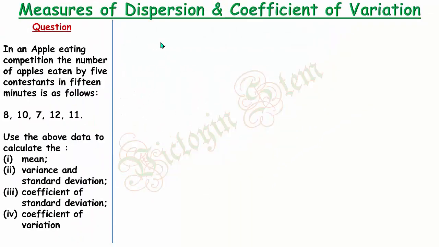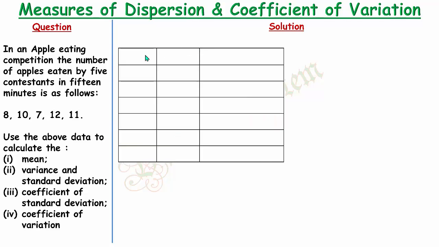To solve this problem, as usual, I'll pull out my table. The first column, I'll give it a name X. I'll use the letter X to stand for the first column, and then I'll fill it up with the values representing the amount of apples consumed by the 5 contestants in 15 minutes. So I'll arrange the values in ascending order. The first one is 7, followed by 8, and then I have 10, 11, and 12.